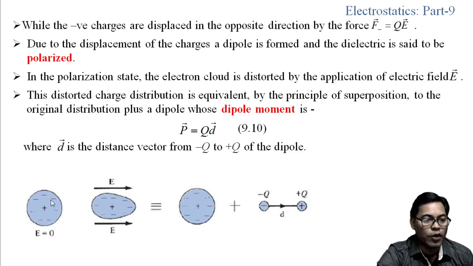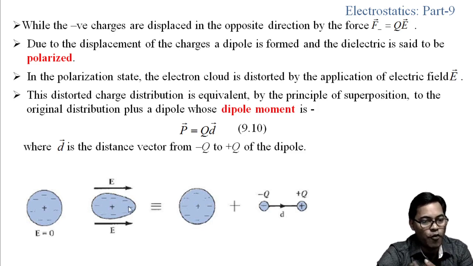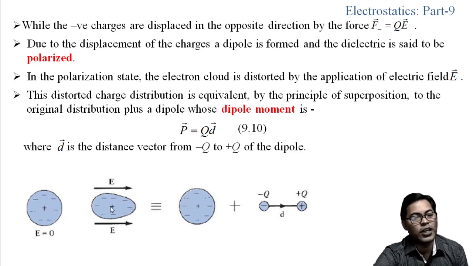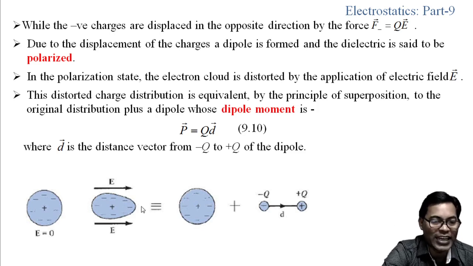You see that when the external electric field is not applied to the atom of the dielectric, this is the picture. Now we have applied the external electric field, and it will try to force the nucleus along the direction of the electric field, and the negative charges will move opposite to the direction of the external electric field. From that we can get the equivalent diagram of the dipole plus the original distribution. So this diagram we get from the superposition of the original distribution plus this dipole.